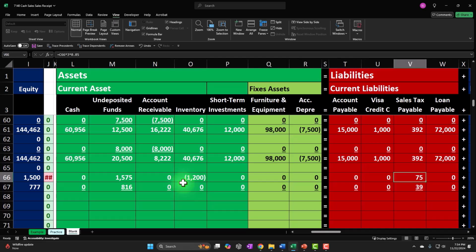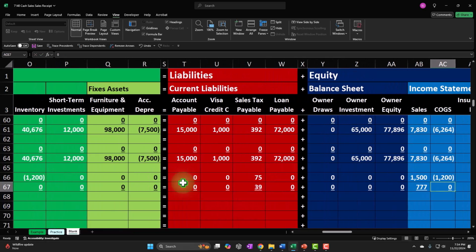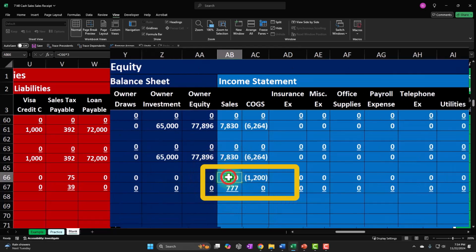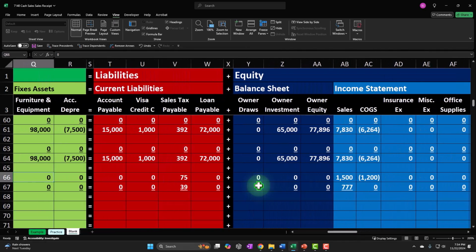And then the cost of goods sold is going to be the same. So that means this is the side you don't see when you make the sale. You see the 1,500 minus the cost 1,200. The difference, 300, is the actual impact on net income.